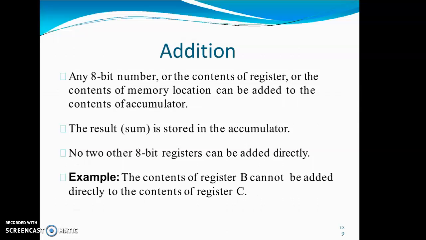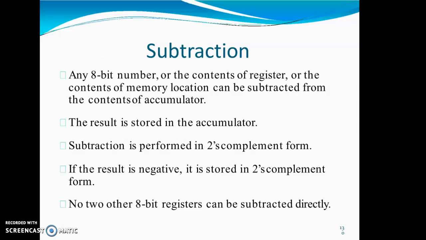Two 8-bit registers cannot be added directly; we add to the accumulator. For example, the contents of register B cannot be added to the contents of register C. The same is true for subtraction. Any 8-bit number, the contents of a register, or the contents of a memory location can be subtracted from the contents of the accumulator. The result is stored in the accumulator.